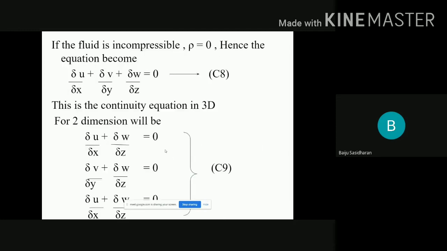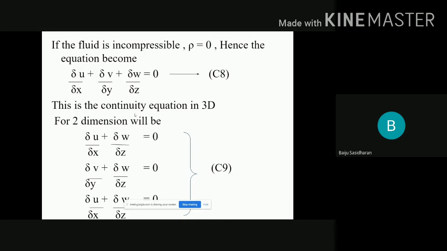Therefore, we can modify this expression as dou by dou x of u plus dou by dou y of v plus dou by dou z of w is equal to 0. Otherwise, dou u by dou x plus dou v by dou y plus dou w by dou z is equal to 0. That is, if the fluid is incompressible, rho is equal to a constant. Okay, that you have to correct. If the fluid is incompressible, rho is equal to c, a constant. Hence the equation becomes dou u by dou x plus dou v by dou y plus dou w by dou z is equal to 0. And this is the continuity equation in 3D.